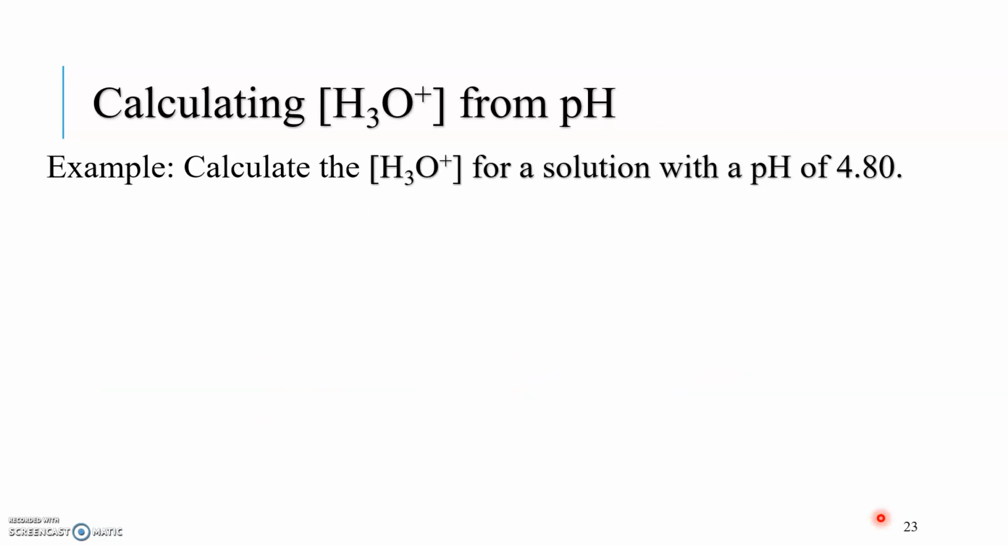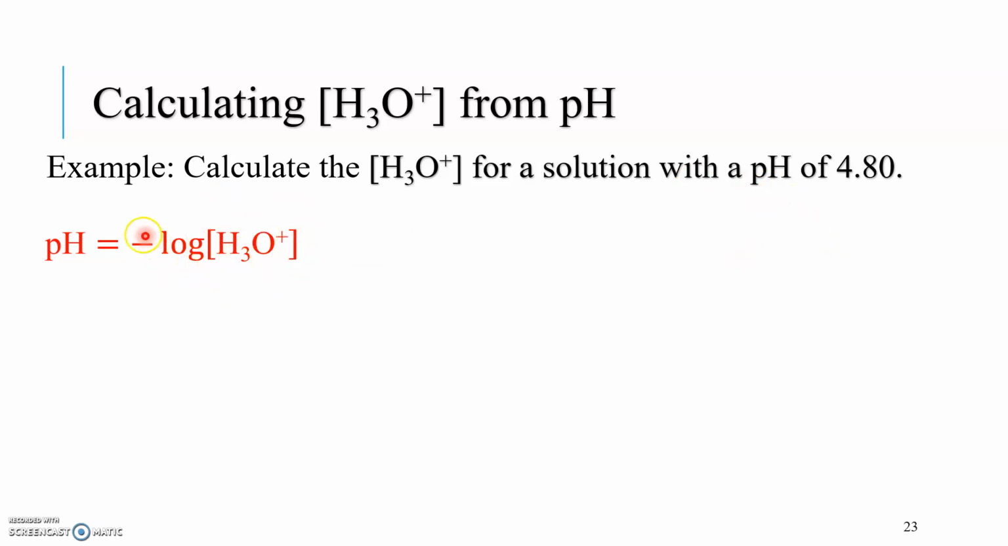Now here we're going to use a pH to calculate the concentration of H3O plus. So it's the opposite. Instead of being given the concentration and calculating the pH, here we will be given the pH and we need to calculate the concentration of H3O plus. So again, I'm starting with this equation: pH is equal to negative log of H3O plus. In this case, my given is the pH, so I have to solve for the concentration of H3O plus.